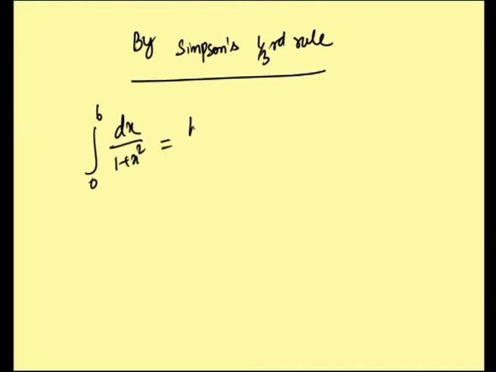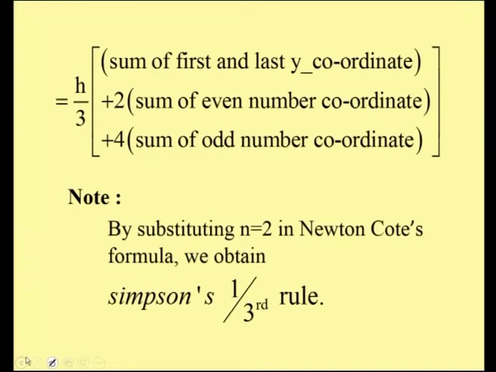Next, by Simpson's rule. By Simpson's rule, the number of values should be odd, the number of intervals should be even. Therefore, we are having 7 values, so we can apply Simpson's 1/3 rule. By Simpson's 1/3 rule, integral 0 to 6 dx by 1 plus x squared equals h by 3 into, h is here again 1, so 1 by 3, again the sum of the first and last ordinate, that is 1 plus 0.027, plus 2 times the sum of the even number of coordinates.